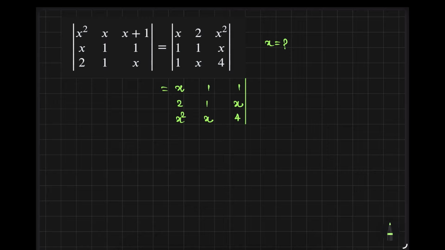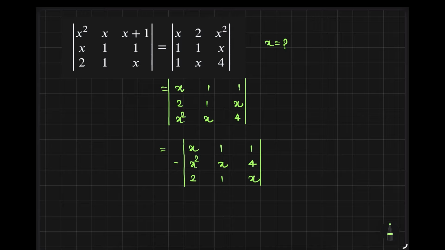Okay, I hope till this part you guys are okay. Now look at this. 2 is exactly here. So what I will do, I will interchange two rows. You know that if you interchange two rows, the value of the determinant will become the negative of the previous one. So x square, x, 4, 2, 1, x, correct? x, 1, 1. So we got this thing.